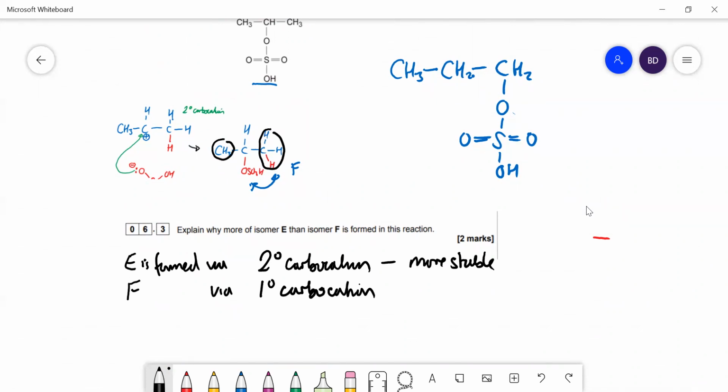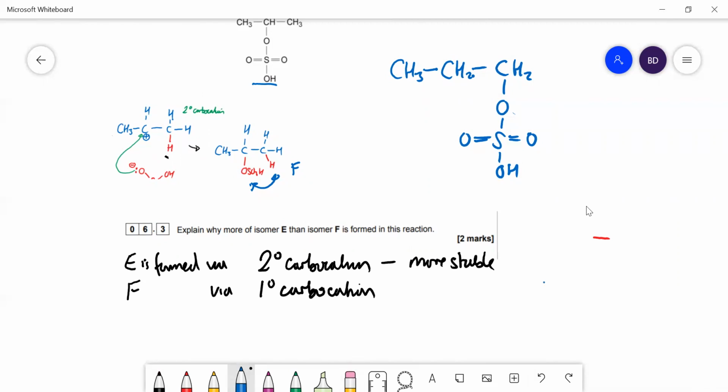Sorry, I shouldn't have drawn it there. But I should have drawn the other one. You've got 2 alkyl groups. You've got that one and that one, both pushing charge into the positive charge on the carbocation. Makes it less intense. You definitely don't need to say that for 2 marks, but that's the reason why. And just to show you, if we had made F, then we would have not had the secondary carbocation, we would have had the primary carbocation, which I'll draw down here.